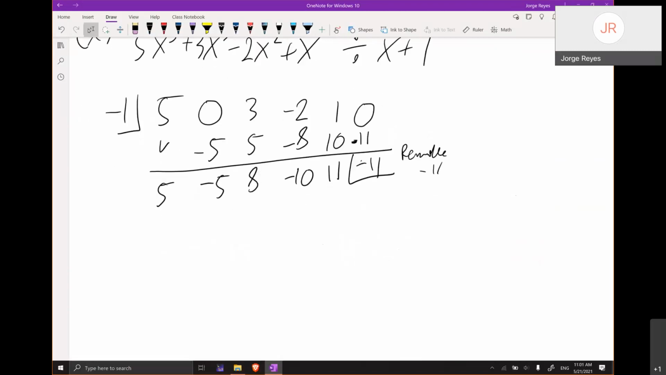But now I want to do something interesting, okay? So this is a good segue. So 5x to the 5th, if I do the division algorithm.